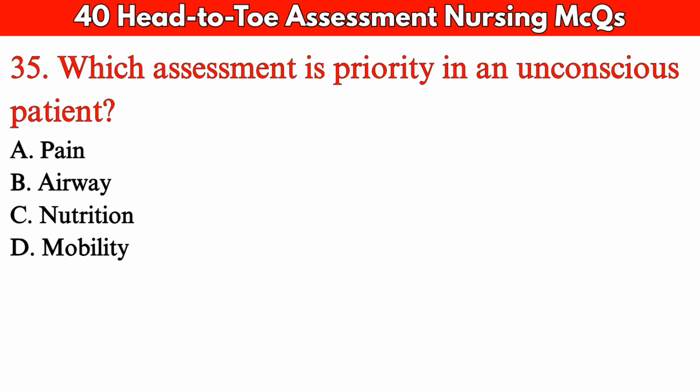Which assessment is priority in an unconscious patient? A. Pain, B. Airway, C. Nutrition, D. Mobility. Correct answer B. Airway. Assessment priorities follow the ABC approach: airway, breathing, circulation. An unconscious patient may be unable to protect their airway, making airway assessment the highest priority. Pain, nutrition, and mobility are important, but secondary to immediate survival needs.